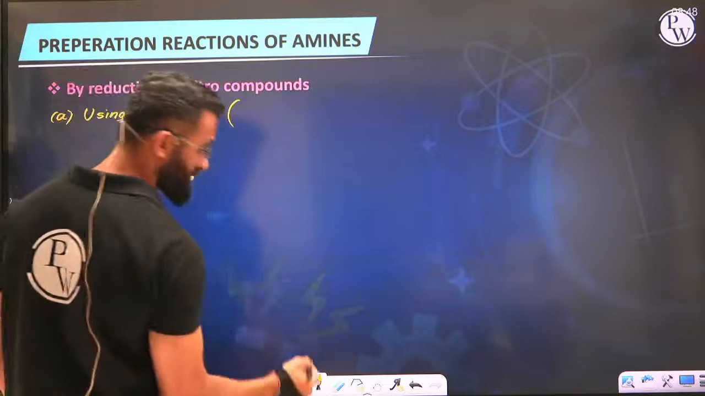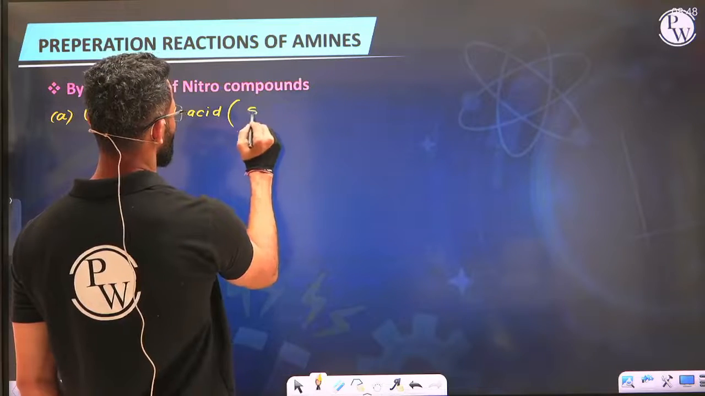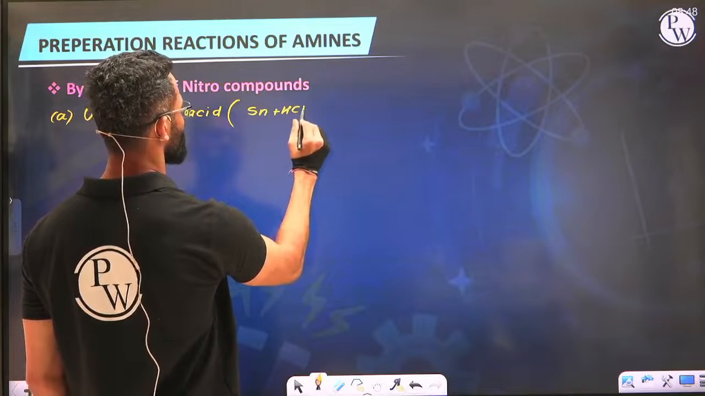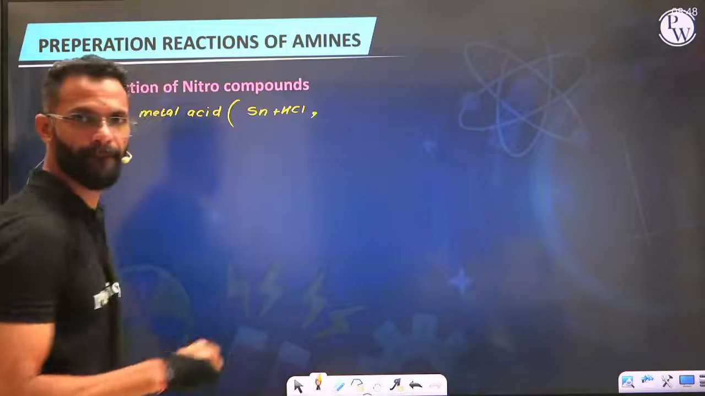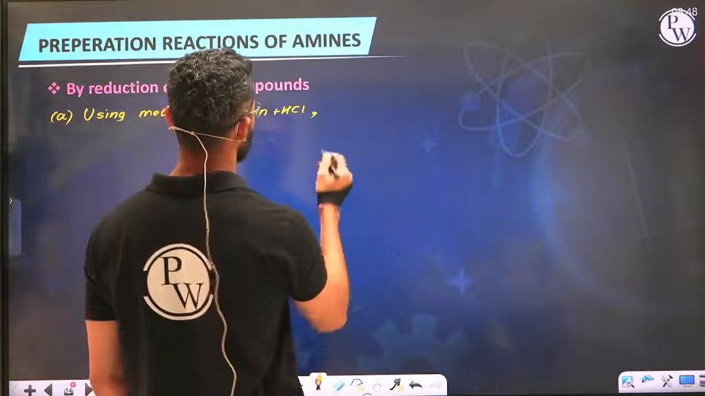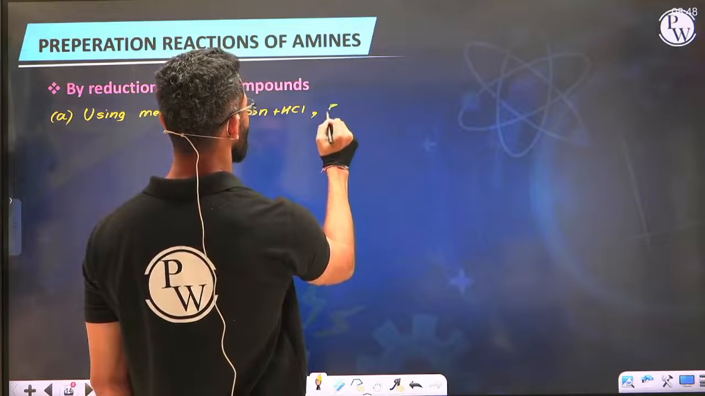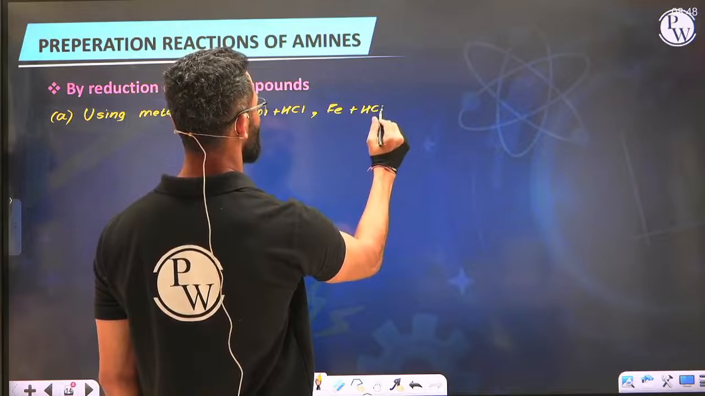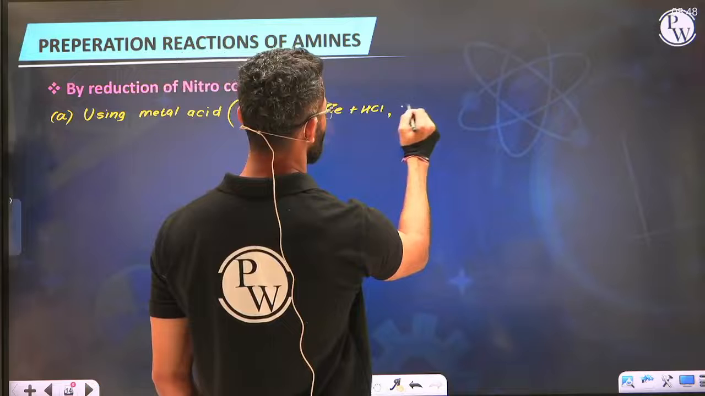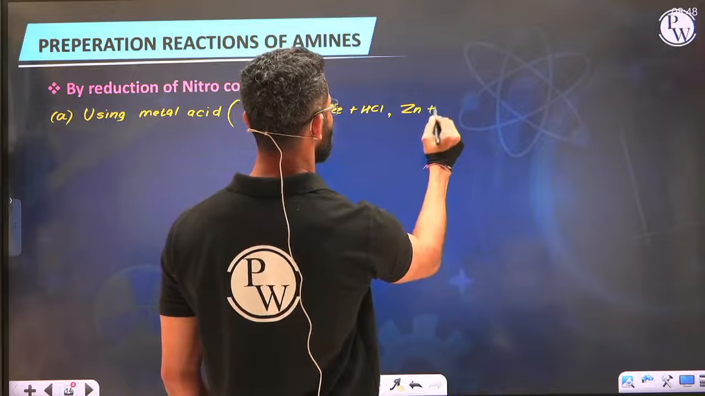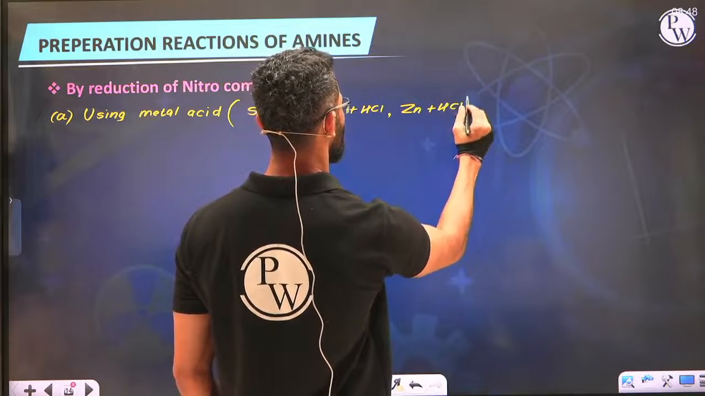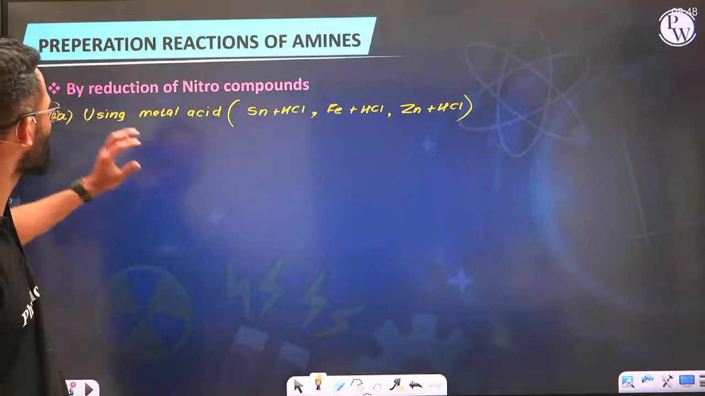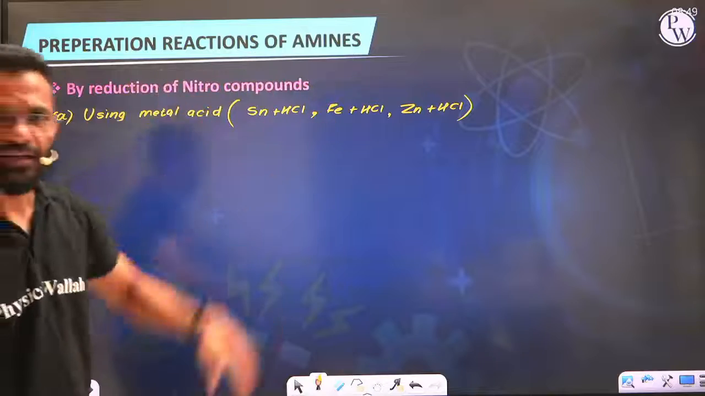So when we say metal acid, several combinations that we use: tin plus HCl. You can also use Fe plus HCl. You can also use zinc plus HCl. Alright, so any of these combinations will be helpful to reduce nitro compounds into primary amines.